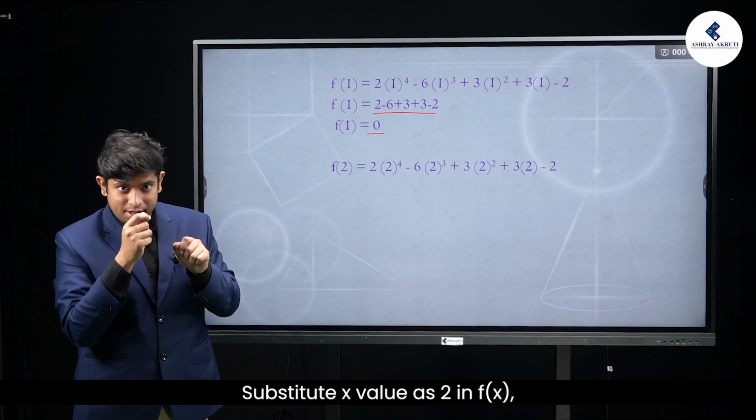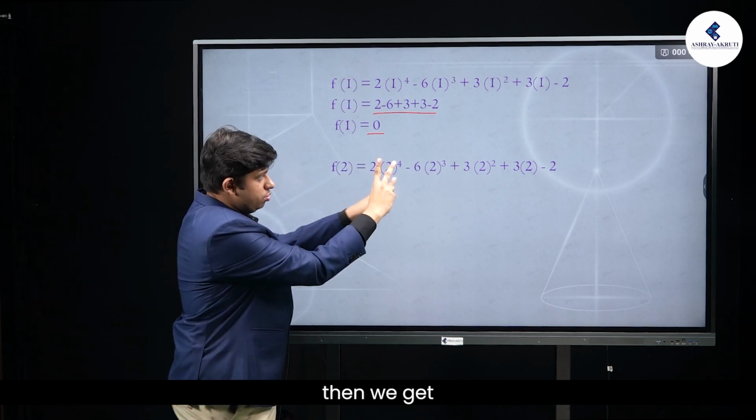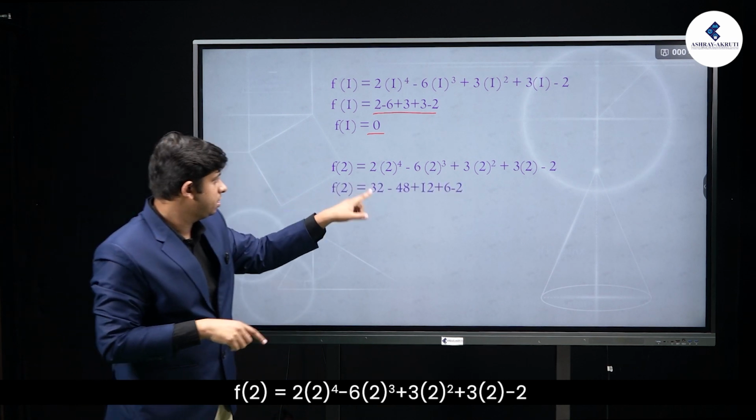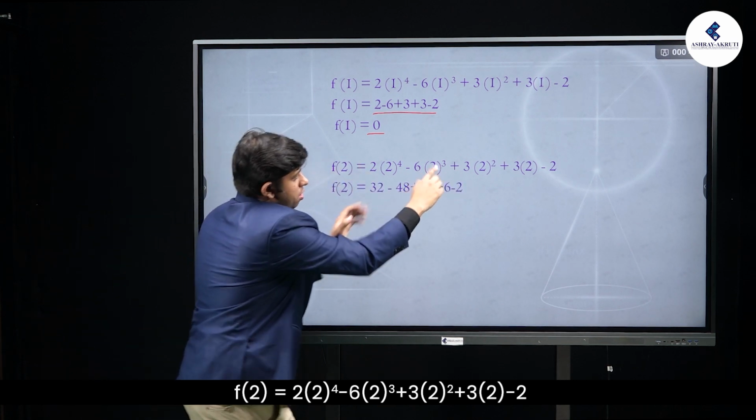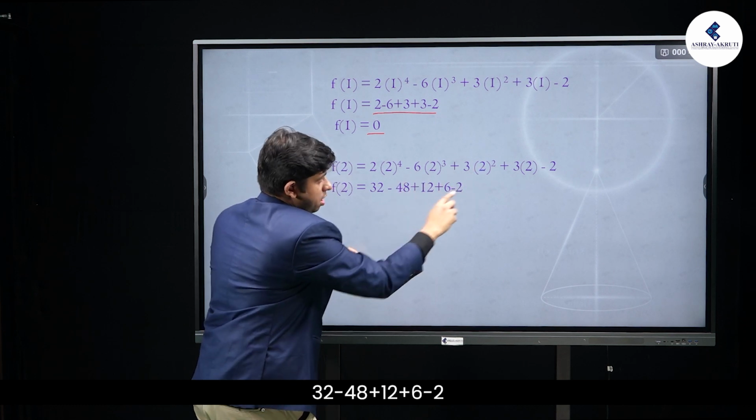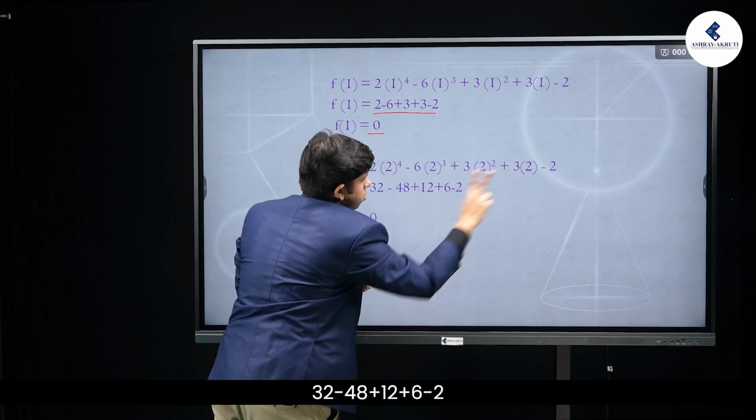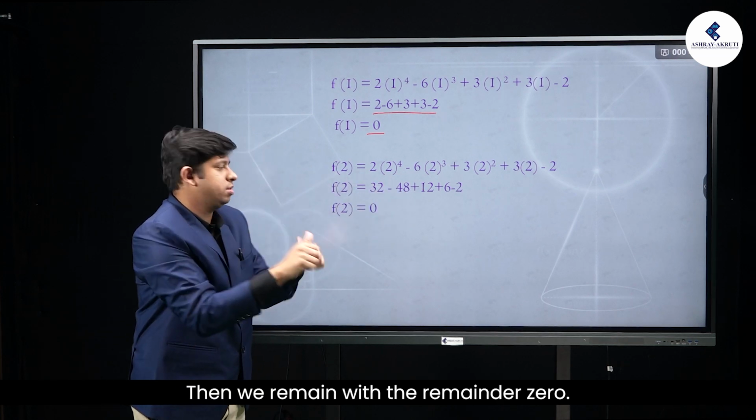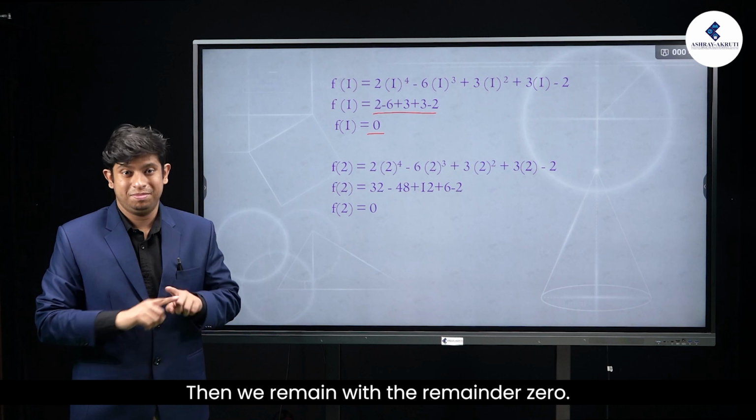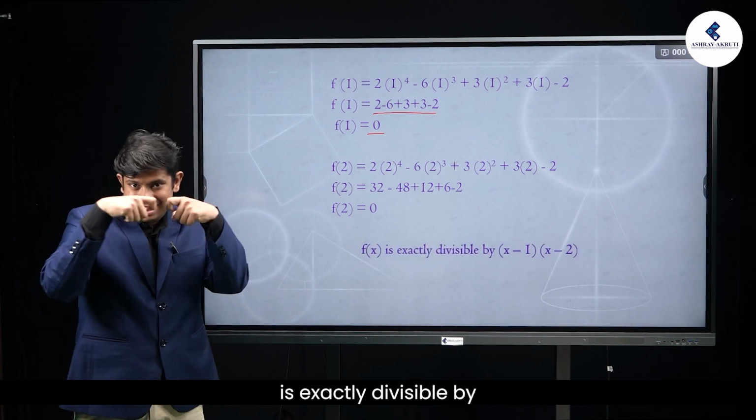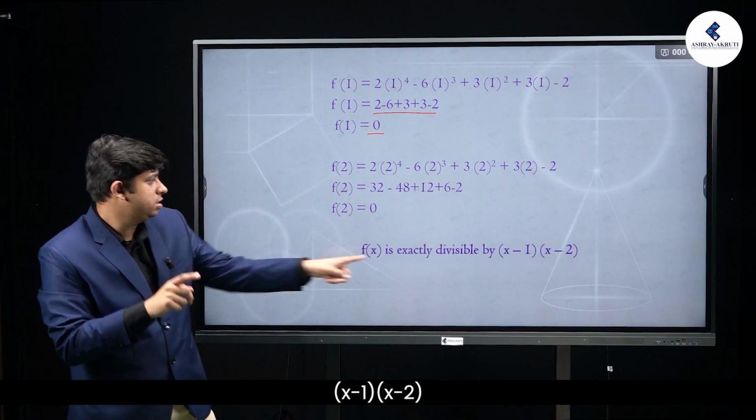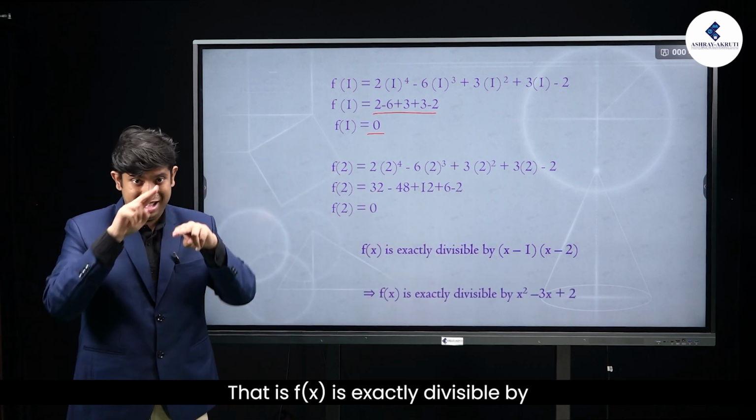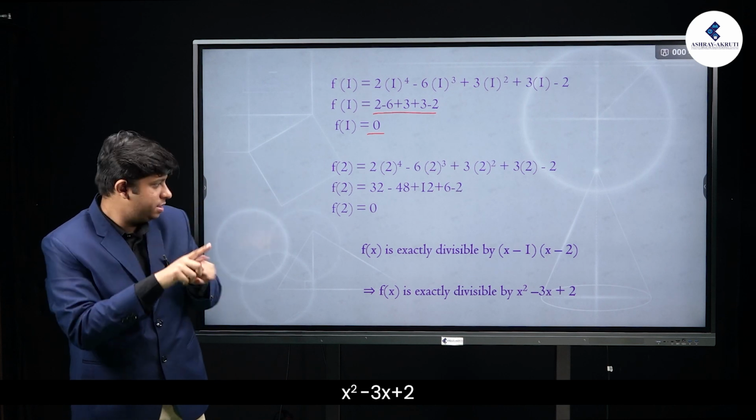Substitute x value as 2 in f of x, then we get f of 2 is equal to 2 into 2 power 4 minus 6 into 2 cube plus 3 into 2 square plus 3 into 2 minus 2. After solving, we get 32 minus 48 plus 12 plus 6 minus 2. Then we remain with the remainder 0. Therefore, f of x is exactly divisible by x minus 1 into x minus 2. That is, f of x is exactly divisible by x square minus 3x plus 2.